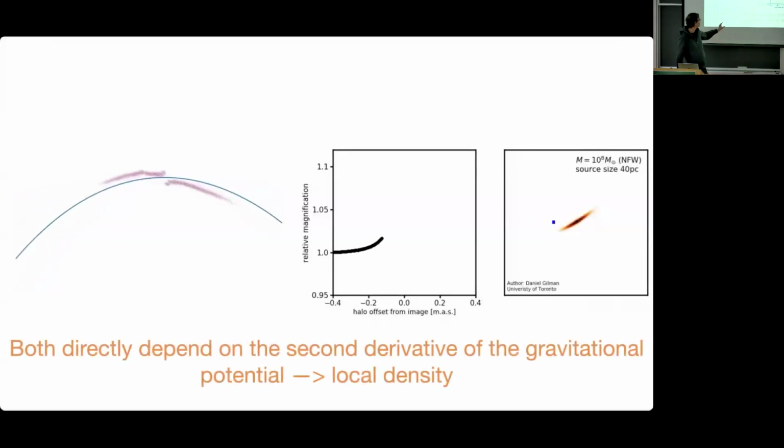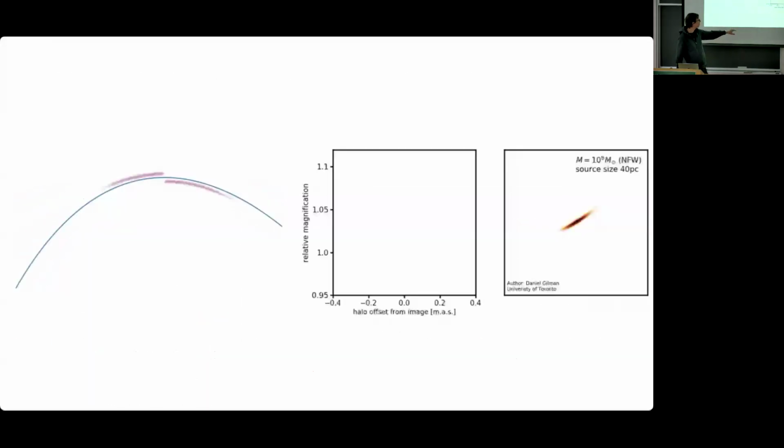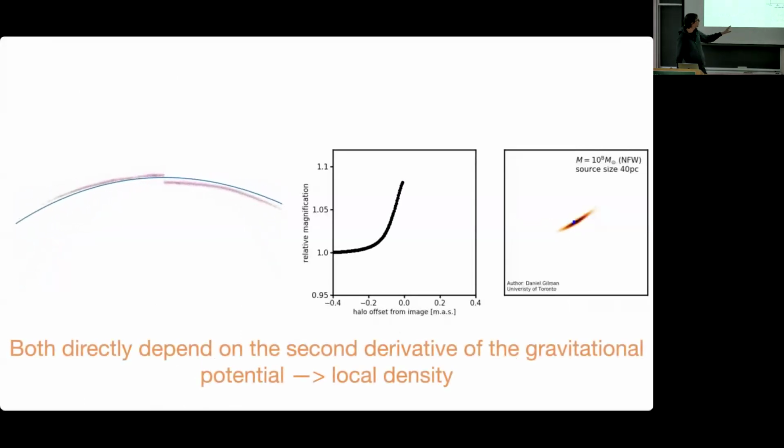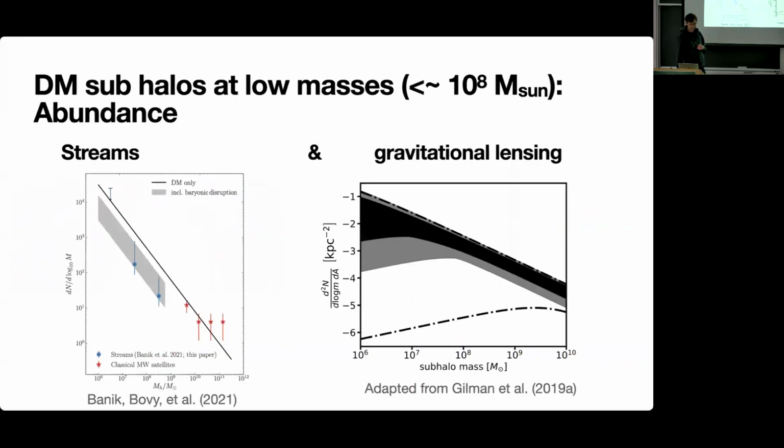Both of them basically depend on the second derivative of the gravitational potential, because they're tidal effects. The magnification depends directly on the second derivative of the potential. These are tidal effects in some sense, so they also depend on the second derivative of the gravitational potential, and that's directly related to the density. So you directly see the densities of these objects.